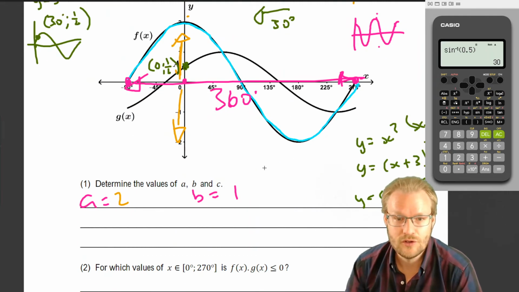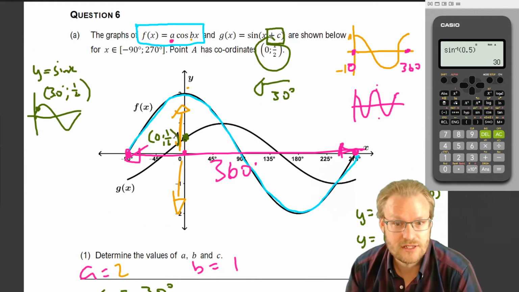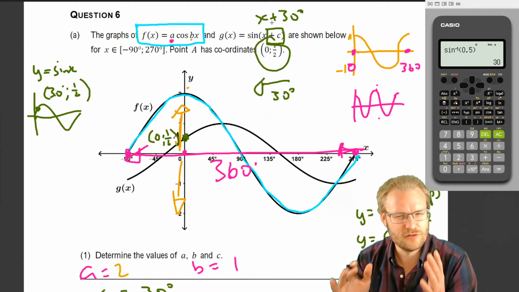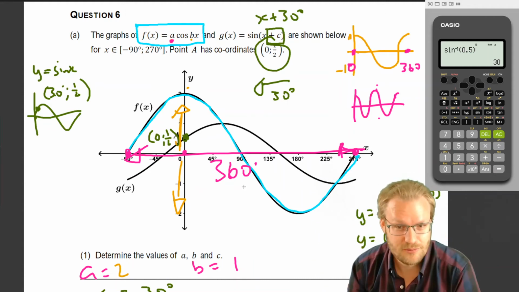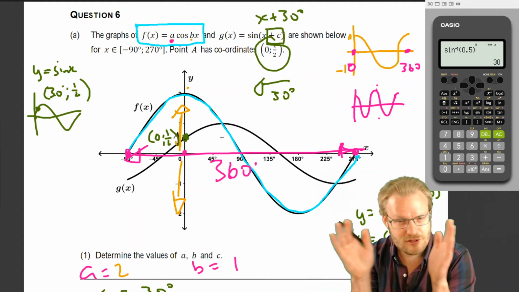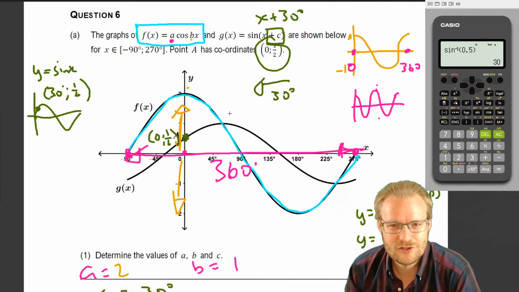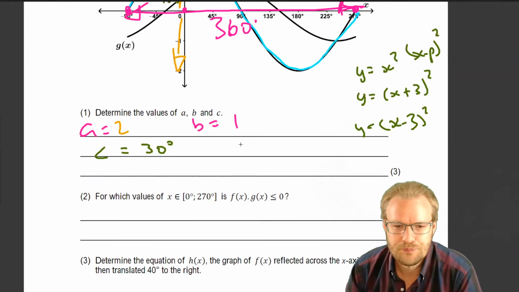So therefore our C value must be 30 degrees because that's x plus 30. So x plus 30, remember it kind of feels like the opposite, so it's moved left by 30 because it says x plus 30. Okay, definitely that horizontal translation I think is the trickiest out of all of them compared to if we had a plus q at the end. Okay, so we don't need that anymore.